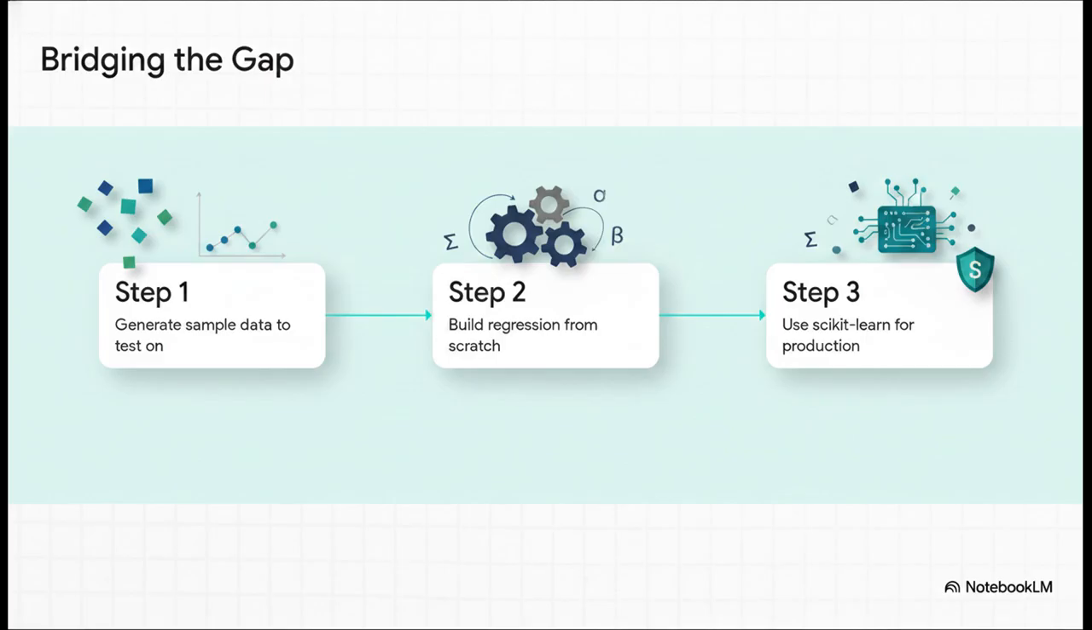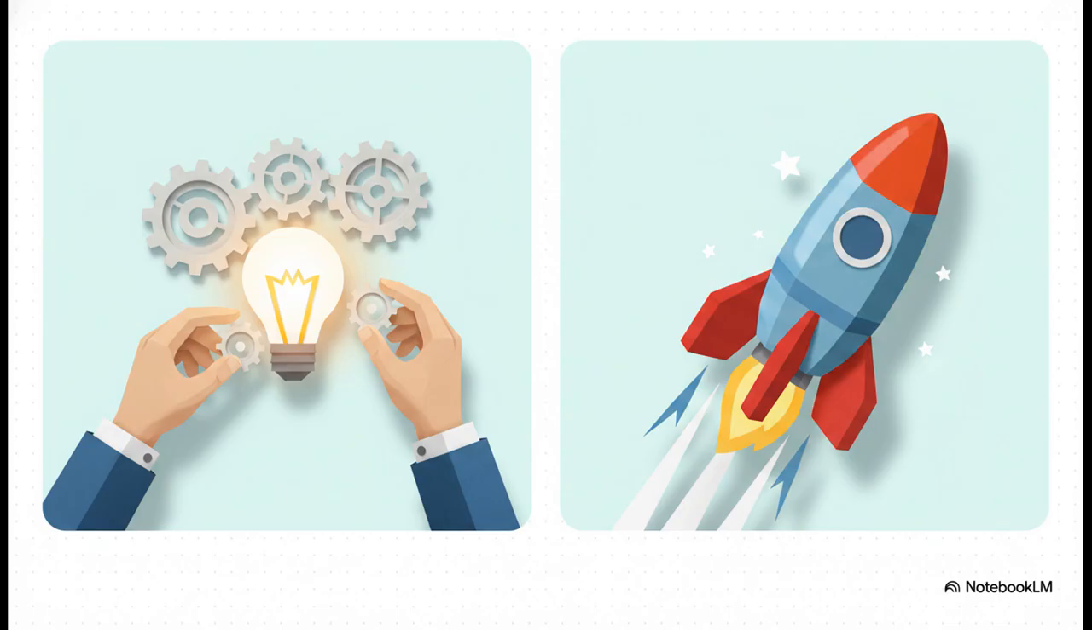Step 1, generate some sample data to test on. Step 2, build the linear regression loop entirely from scratch in Python so you truly understand the math in your bones. And Step 3, put that custom code away and use a dedicated library like Scikit-Learn to actually run it in production. Now you might be wondering, why go through the trouble of swapping it out? Well, building it from scratch on the left is absolutely crucial for building your deep understanding of the ML loop.